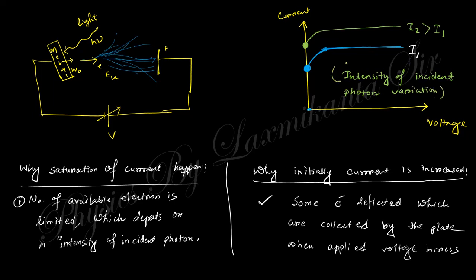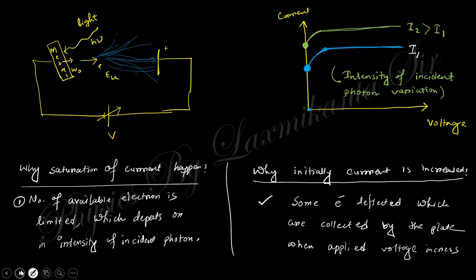If you increase the intensity, what happens? The number of electrons available in this region will increase. That's why the initial current increases. After that, some electrons are deflected. So if you increase the voltage, the current increases, and after that there is saturation, because there is a limitation of available electrons, which depends on the intensity of the incident light. So I think it is clear why it increases and why there is saturation.